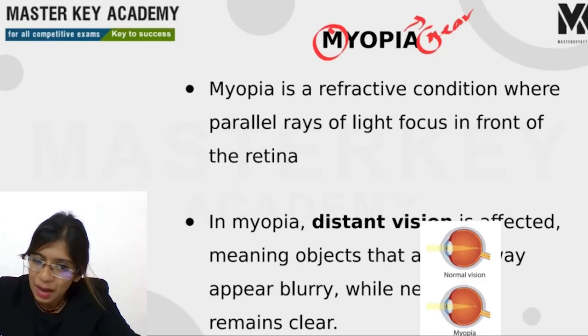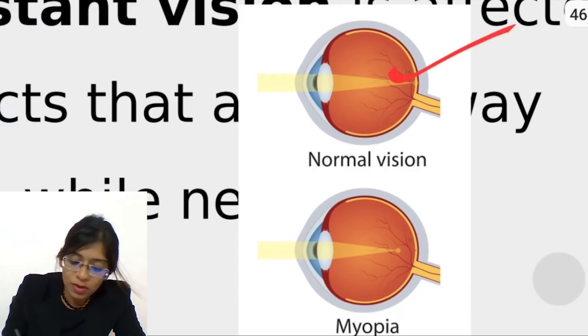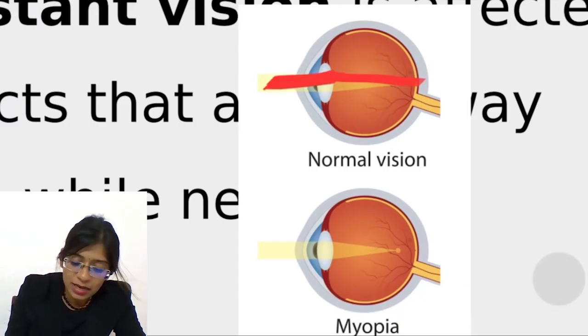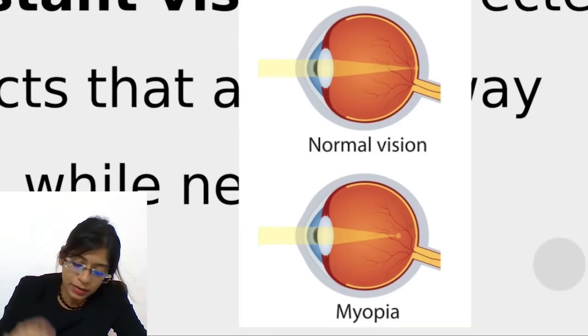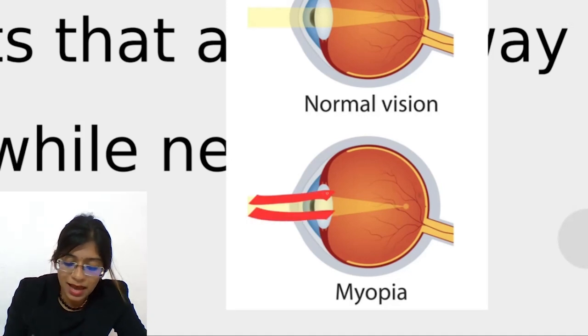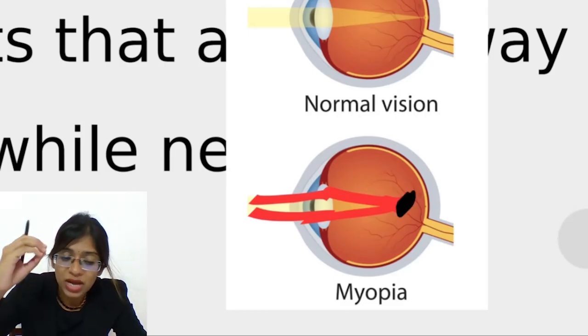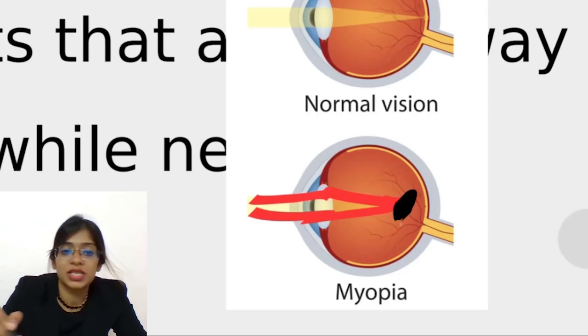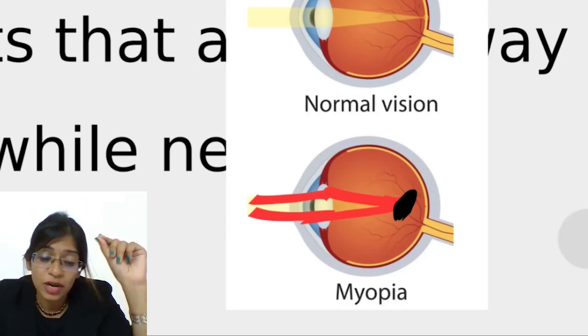And here, what happens to the light rays? Look at this picture here, guys. This is a normal vision. Light rays come and they are converging onto the retina. All good, we can see nicely. In myopia, the light rays are coming and they are getting converged in front of the retina, forming an image in front of the retina. So this gives a blurry vision. Remember this much: in myopia, the light rays are converging in front of the retina.